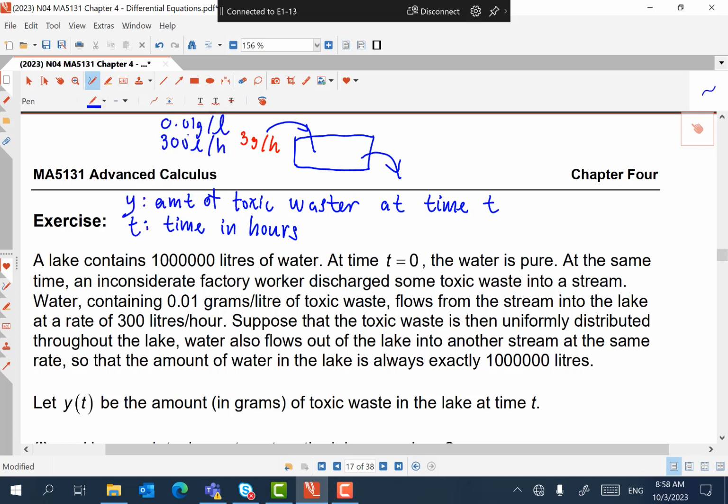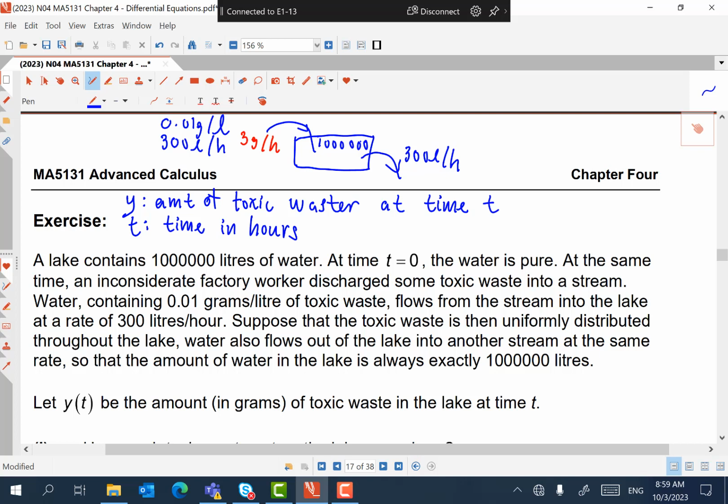Then you are told that water flows out of the lake in another stream at the same rate. What's the rate? Again 300 liters per hour. We are told that at the start it has 1 million liters. So because you pump in 300 liters in 1 hour and take out 300 liters in the same hour, the 1 million liters inside the lake is maintained.